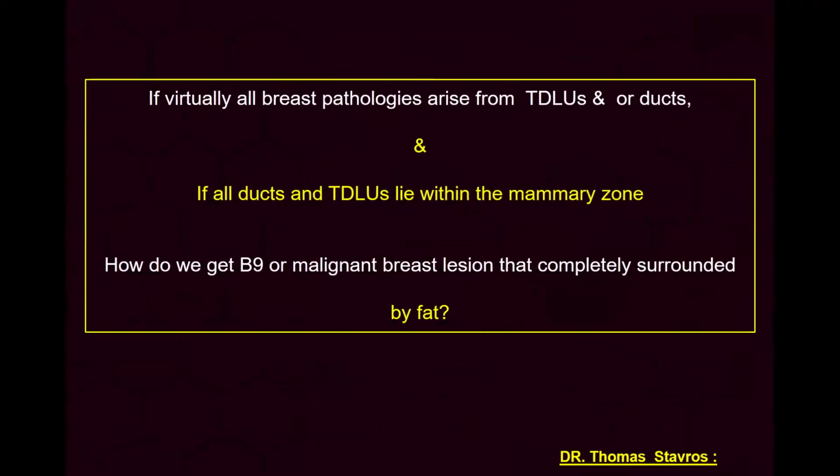If virtually all pathologies arise from the terminal duct lobular unit and or ducts, and if all ducts and terminal duct lobular units lie within the mammary zone, how do we get benign or malignant breast lesions that are completely surrounded by fat? Do you have any suggestion for that?